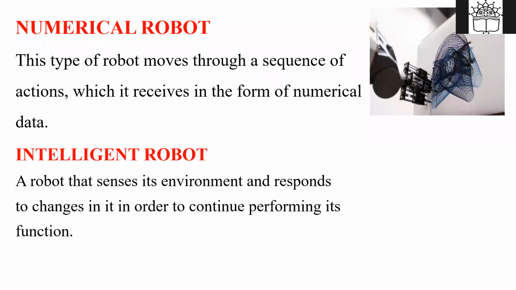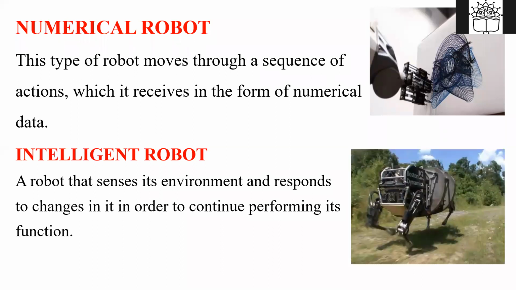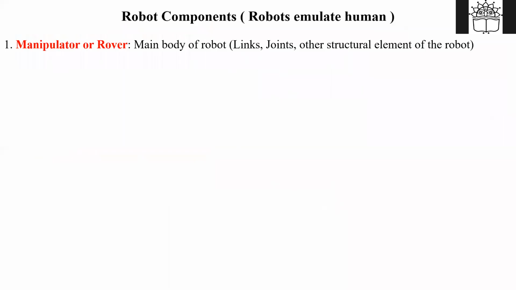Then what is an intelligent robot? An intelligent robot is the robot which senses the environment and responds to changes, right? For example, a table tennis playing robot. It will observe what action the player in front of it is taking. It will record it, and within a fraction of a second, it will decide which position the racket should be taken to, right? So that kind of robots are called intelligent robots, which respond to the changes.